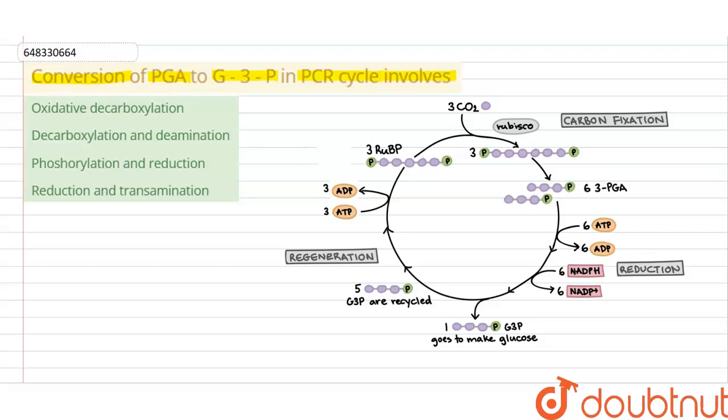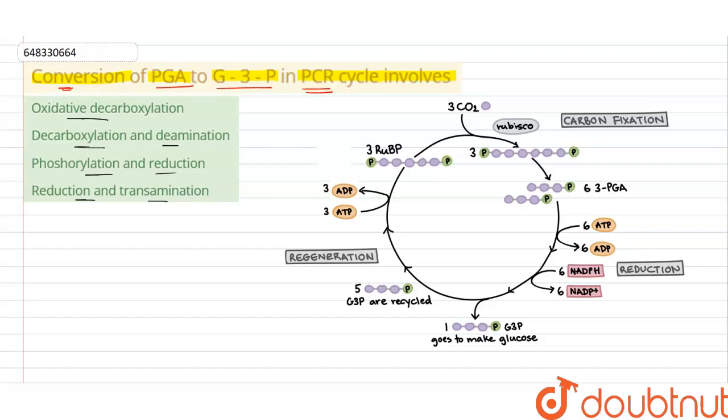Hello everyone, in this video we have a question: the conversion of PGA to G3P in the Calvin cycle involves what? So we have to convert PGA into G3P. So what is this? Let's see. Before that, let's read the options. The options are: oxidative decarboxylation, decarboxylation and deamination, phosphorylation and reduction, and reduction and transamination.